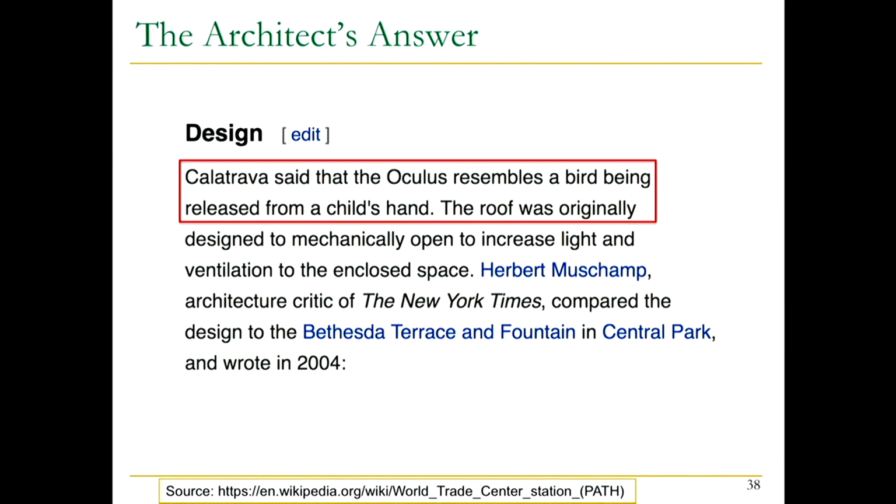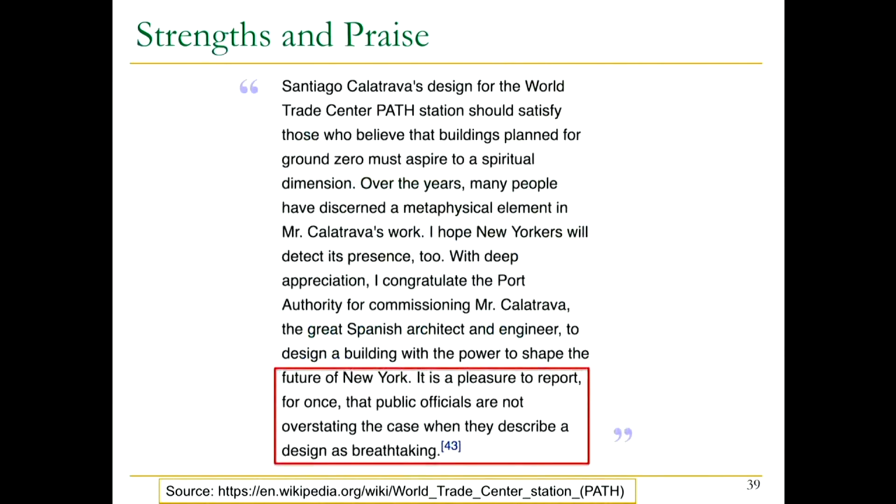So clearly there's a blueprint over here. The roof was originally designed to mechanically open to increase light and ventilation to the enclosed space. Okay, you can read more if you want. But clearly there's some strengths to this design, and it has gotten praise. For example, somebody publicly said, it's a pleasure to report for once that public officials are not overstating the case when they describe a design as breathtaking. So that's a clear praise, right?